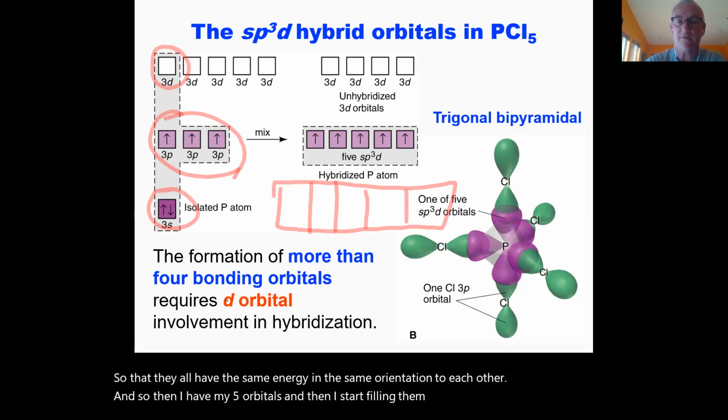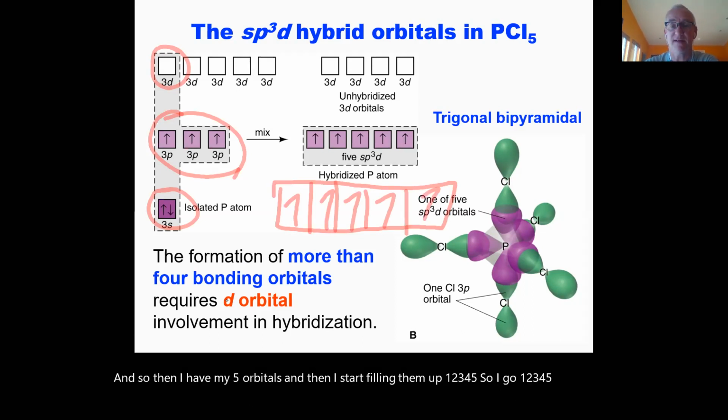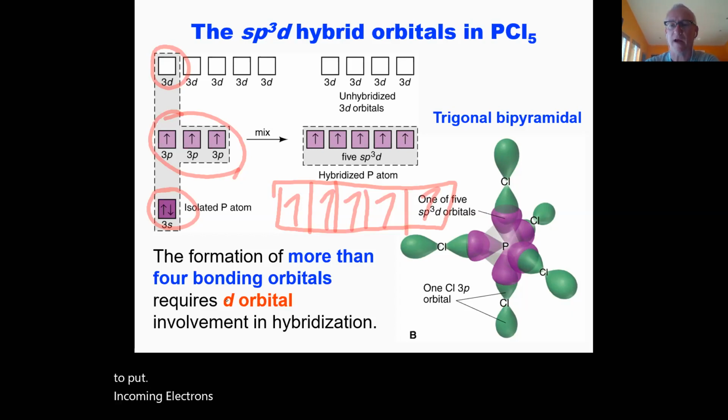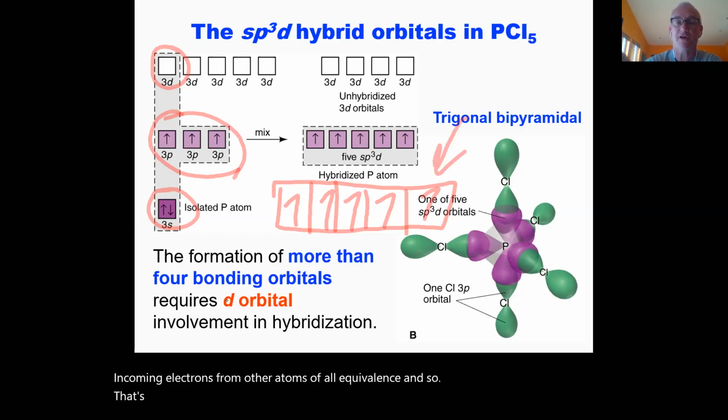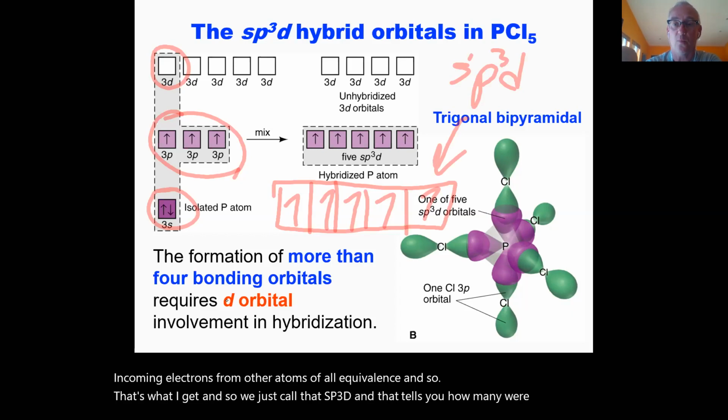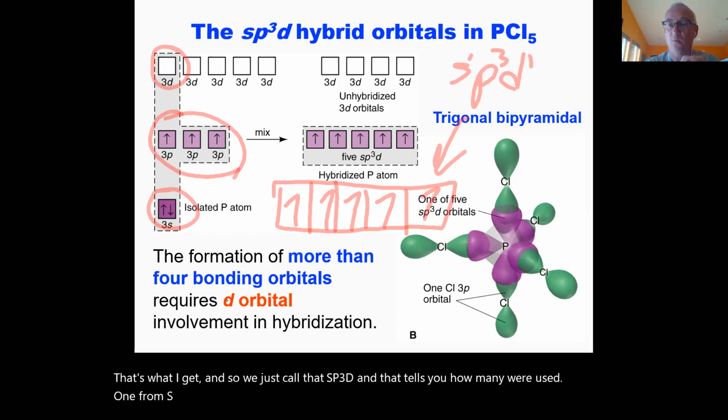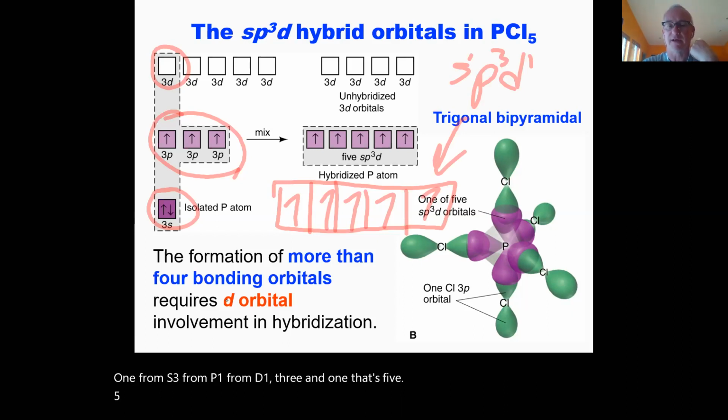1, 2, 3, 4, 5. Oh, I have 5 places to put incoming electrons from other atoms, all equivalent. And so that's what I get. And so we just call that sp3d. And that tells you how many were used: 1 from s, 3 from p, 1 from d. 1, 3, and 1, that's 5. 5 places where electrons can gather.